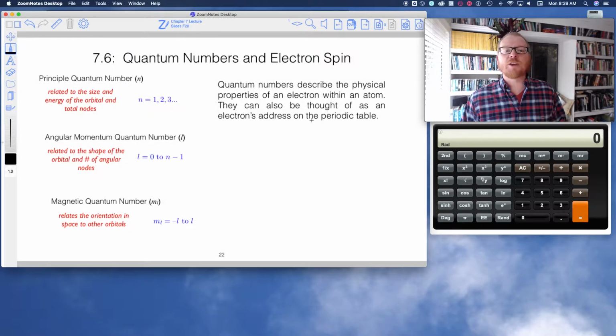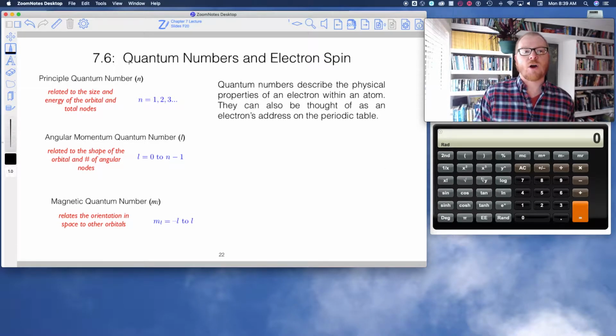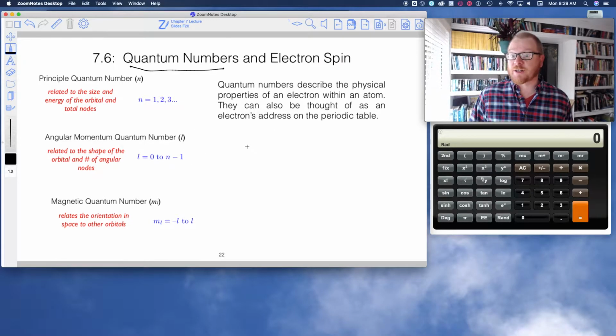And we use a system of numbers to describe those things. And those numbers are called the quantum numbers, okay? So quantum numbers describe the physical properties of an electron within an atom. And these are wave properties, okay? Wave properties mostly. There are some particle properties as well because we recognize electrons have wave-particle duality, okay?